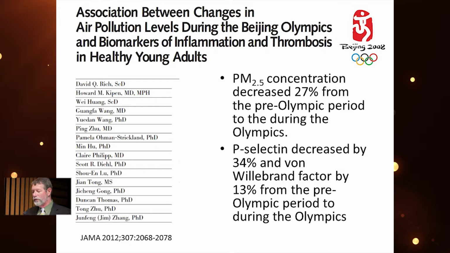And this group, primarily from Rutgers, showed that PM 2.5 concentration decreased 27% from before the Olympics to during the Olympics. And they had several biomarkers potentially relevant to cardiovascular disease that also decreased. P-selectin is an integrin involved in white blood cells, neutrophils in particular, sticking to vessel walls and then infiltrating into the subendothelial tissue, and von Willebrand factor is important in terms of clotting, thrombosis.